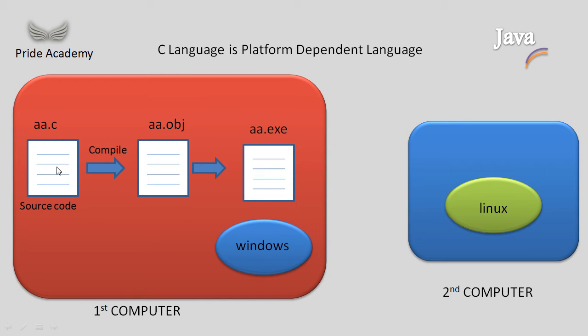Obviously the program will be compiled. In C language, when the program gets compiled, another file gets created, known as the object file. With this object file, some system files and library files get linked, and then another file is created, which is known as the executable file.